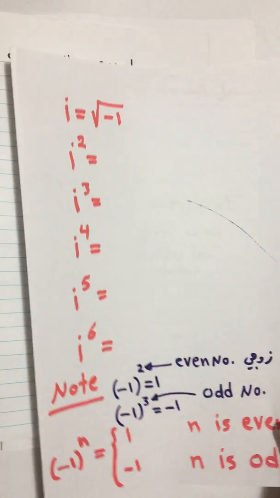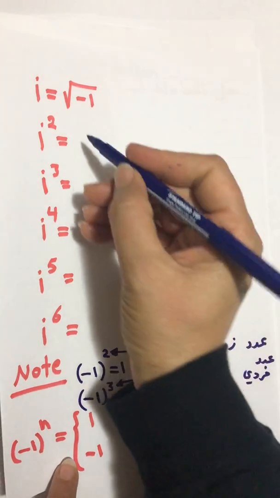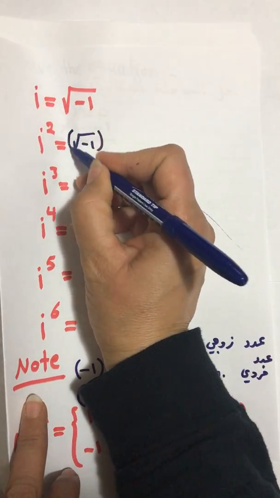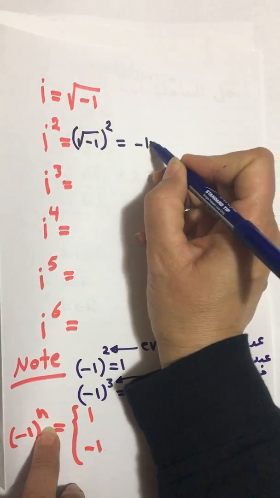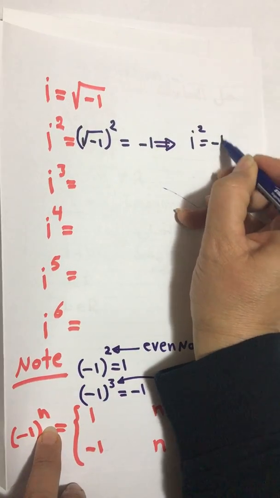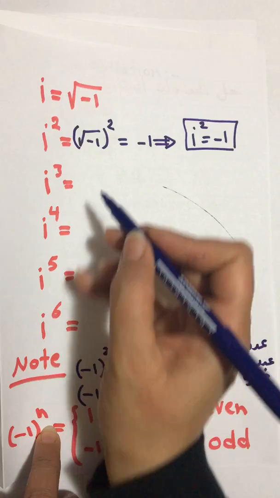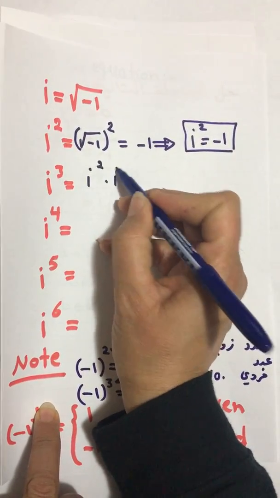i equals the square root of negative 1. i squared equals the square root of negative 1 squared, which equals negative 1. Now I have i squared equals negative 1. i cubed I can write as i squared times i.